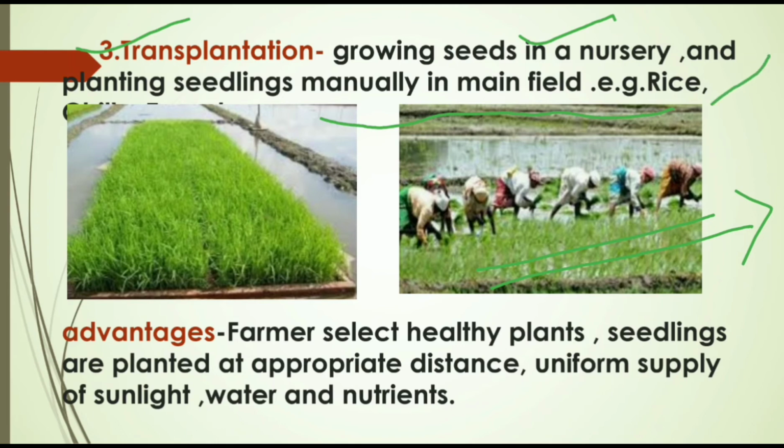So what are the advantages of this method? The very first is that the farmer selects healthy plants from the nursery, and then seedlings are planted at appropriate distance so that the uniform supply of sunlight, water and nutrient is maintained for the crop.